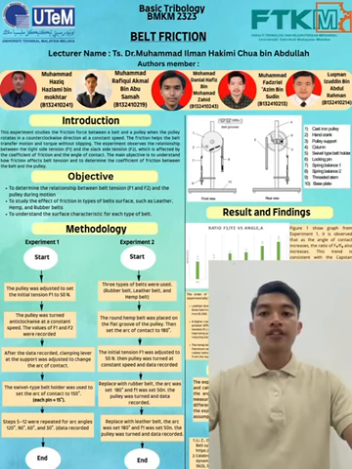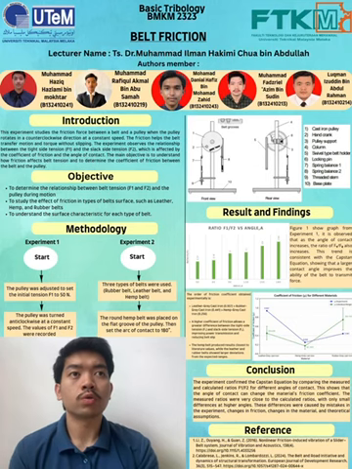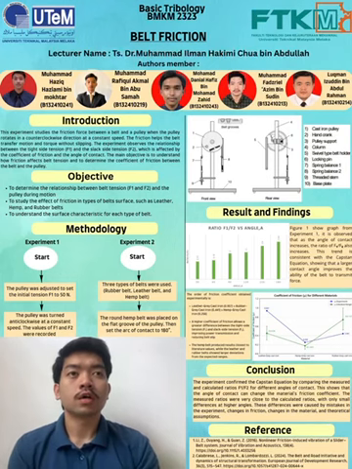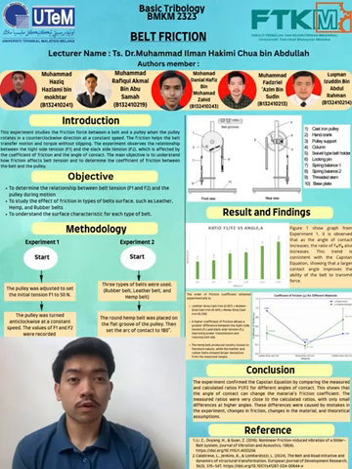So okay, now let me share with you what we found from our experiment. We did two experiments, so let me explain the results one by one. For experiment 1, we look at how the angle of contact between the belt and the pulley affects the tension ratio. That's the ratio of F1 over F2, where F1 is the tight side and F2 is the slack side.